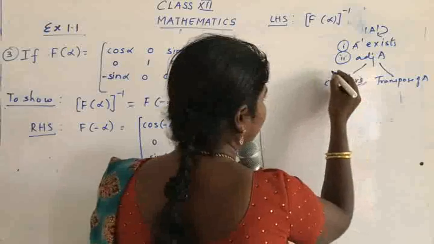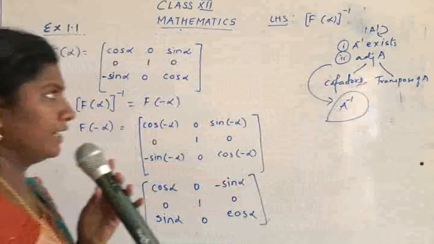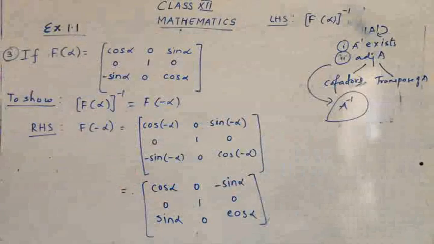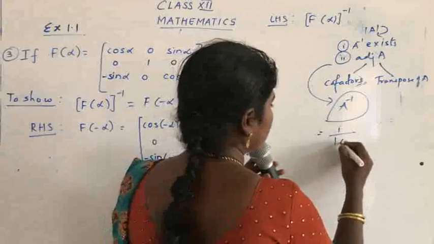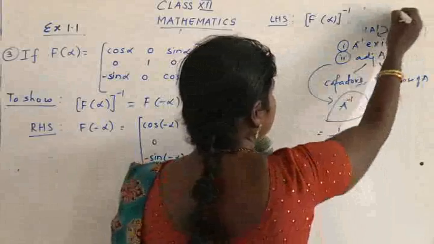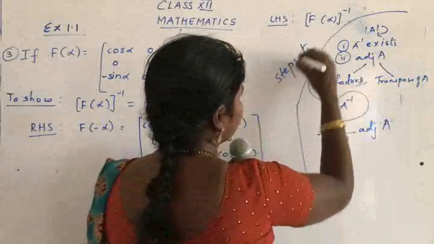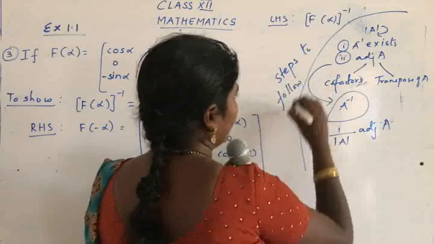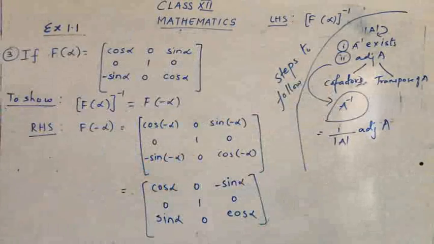And after that, you are just going to insert everything in the formula of A inverse and you get the answer. What's the formula for A inverse? The formula for A inverse is 1 upon determinant A times adjoint A. So these are the steps that we are going to follow. I hope you are clear with the steps. So let's start our LHS part.